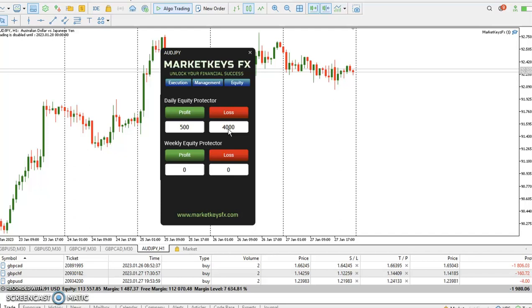All right. So this is something that everybody should have in their arsenal, and you can do it for your weekly equity protector as well.